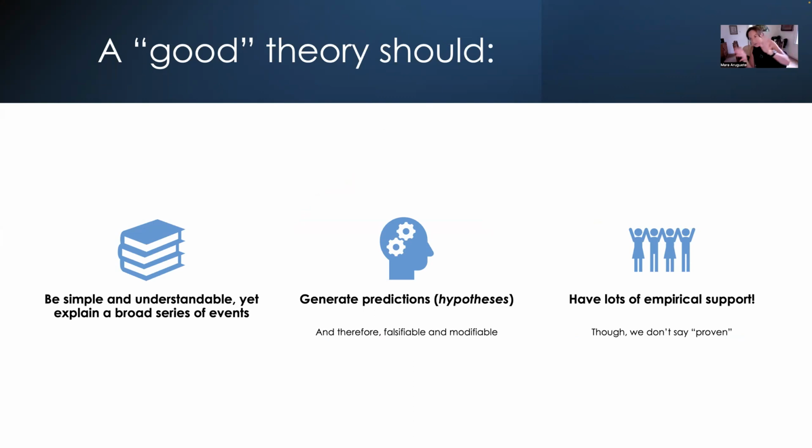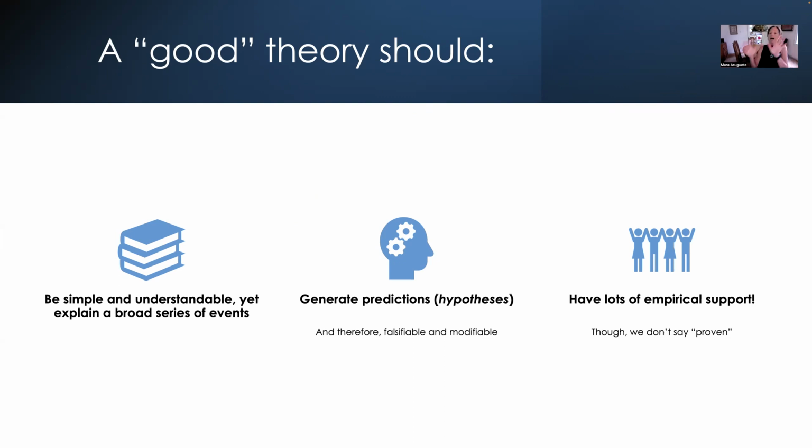It should generate predictions, like, for example, that substance abuse is going to run in families, or that people with a lot of conflict or trauma during childhood will be those who abuse more. And so those hypotheses can then be tested. And because of that, we can find the theory to be false. It can be false if the observations don't line up with the actual theory.